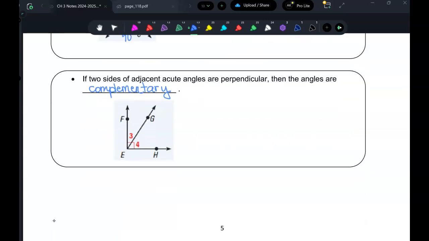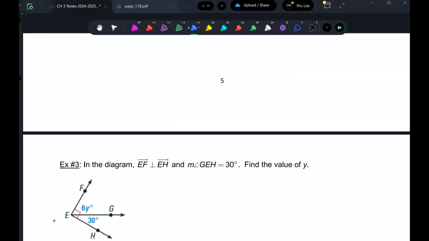Complementary just means angle 3 and angle 4 have to add up to 90 degrees. According to this picture, does anything say that 3 and 4 are congruent? No. But if I gave you angle 3 is 30 degrees, could you figure out angle 4? Yes, right? Complementary is something that we did in the last two chapters. They just have to add up.